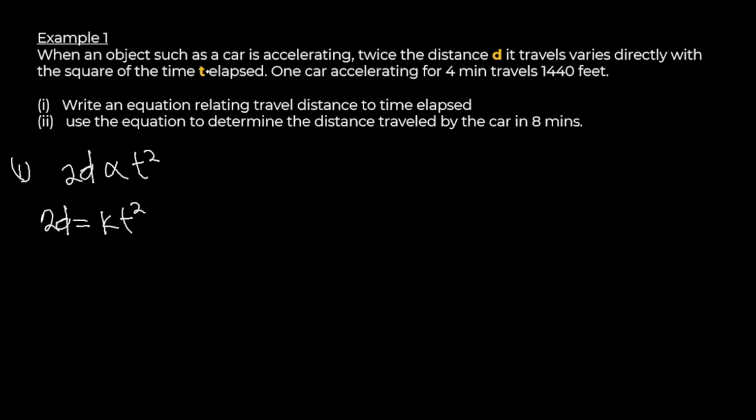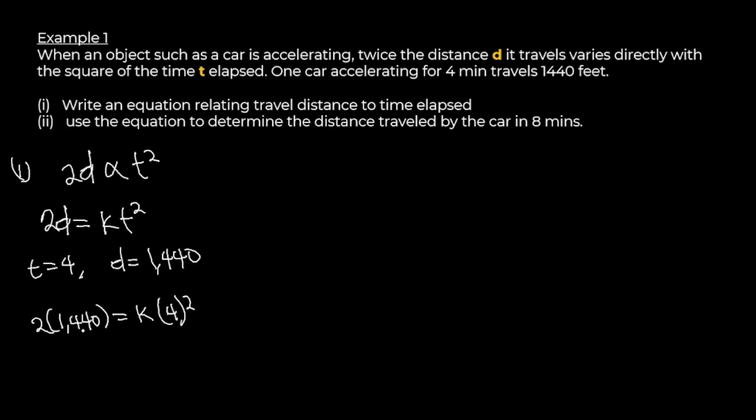Now for the first scenario, when time is 4 minutes, t is equal to 4. The distance traveled d is 1440 feet. So using these two values, if we insert them into this equation, we will be able to find the value of k. So we have 2 multiplied by 1440 is equal to k multiplied by 4 squared.